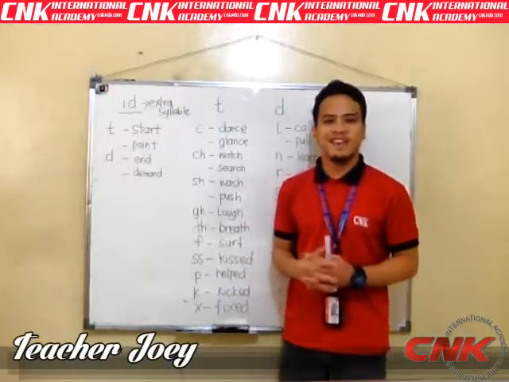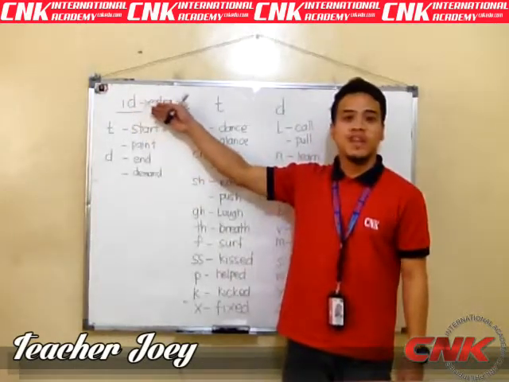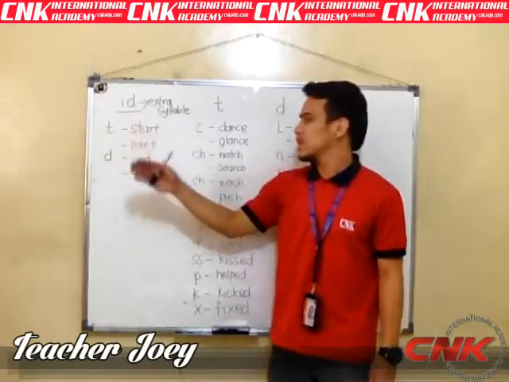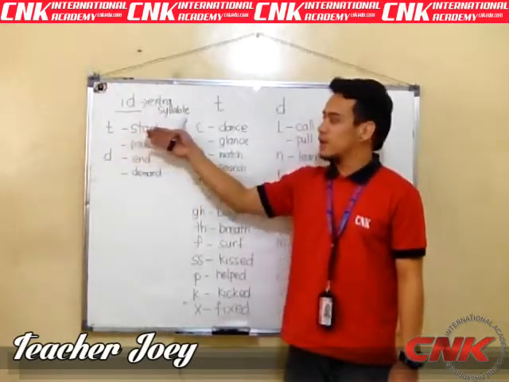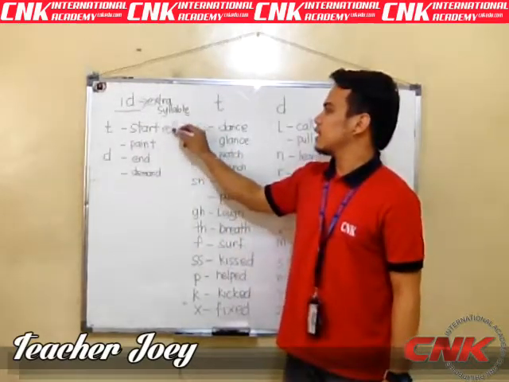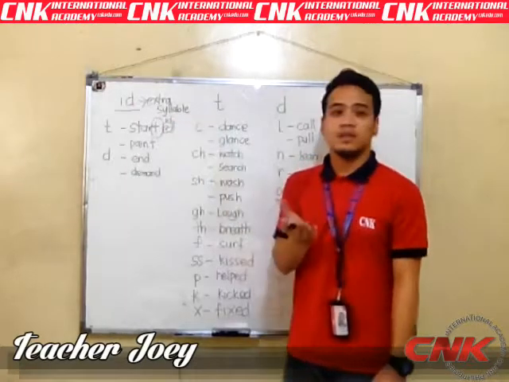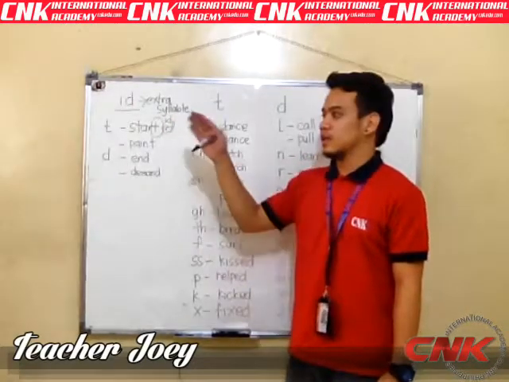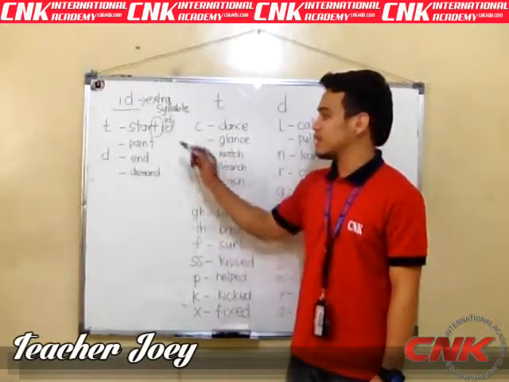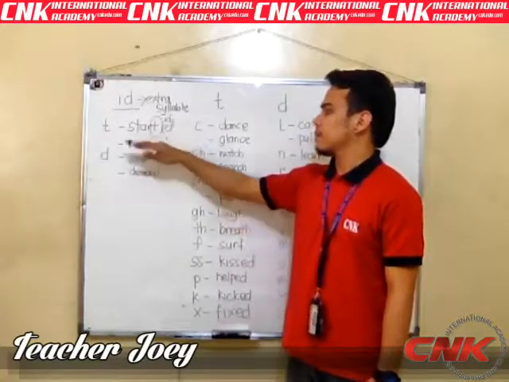Now let's look at each case individually. The first one is ED with an extra syllable. Example, the first one is T. So the verb start, we need to put ED, so it will become started. Started. And then another example is paint. So it will become painted.